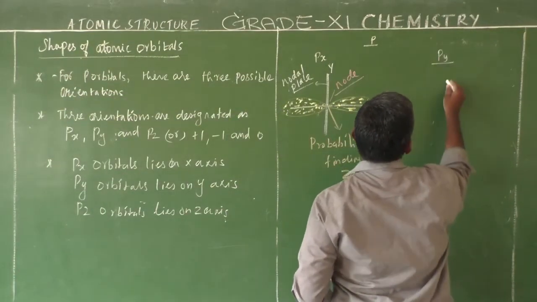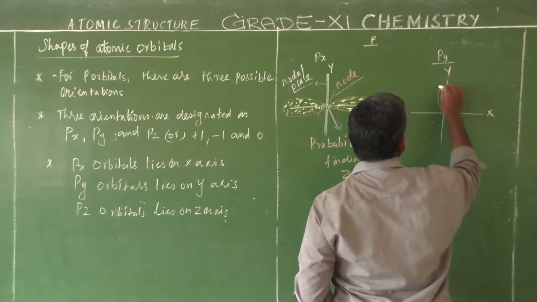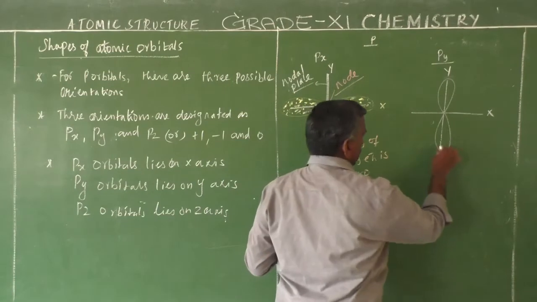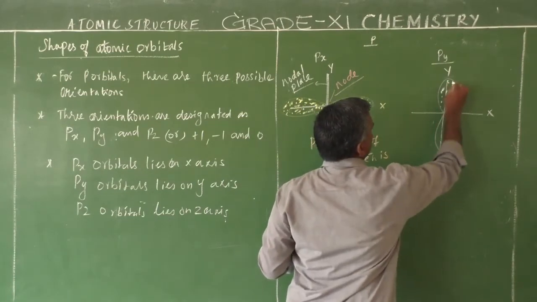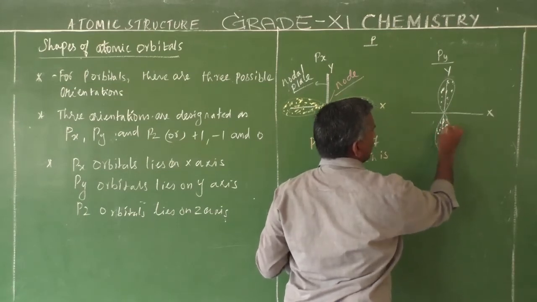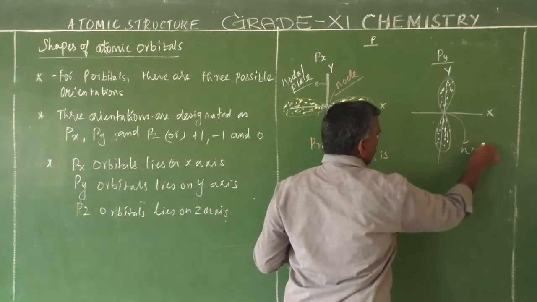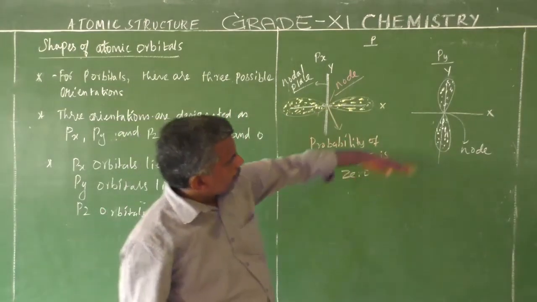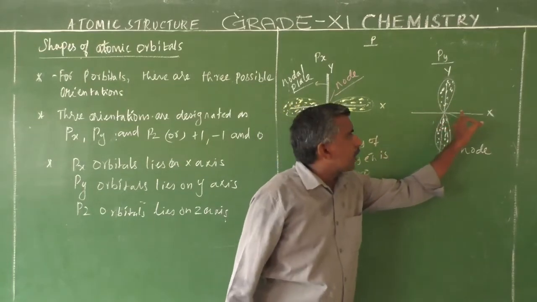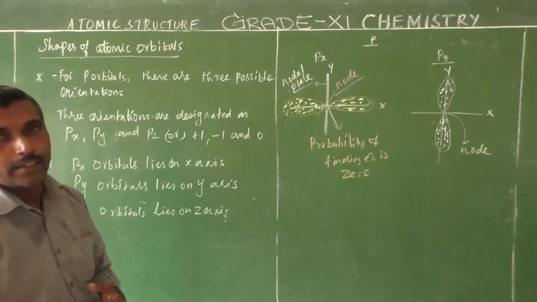Now py orbitals. X-axis, y-axis. This is the py orbital. Electron is present in a cloud form, not point charge. So this area is known as node. Now this is a nodal plane, because this plane passes through the nodal point. This is the nodal point. That is known as nodal plane.